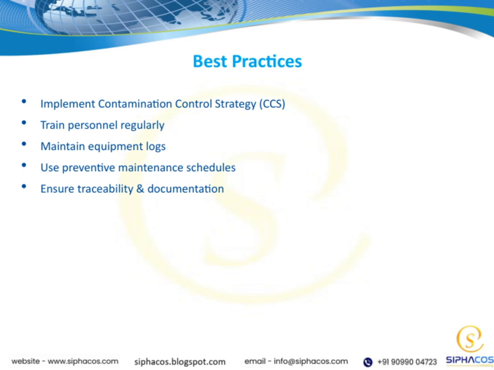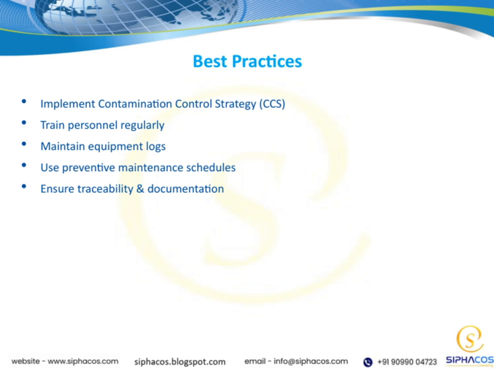Maintaining detailed equipment logs is another key point. Keeping accurate records helps us track equipment usage, cleaning, and maintenance history. This traceability is vital for identifying issues quickly and ensuring compliance with regulations. Speaking of maintenance, using preventive maintenance schedules is a proactive approach. Regular inspections and servicing prevent equipment failures that could lead to contamination, saving us time and resources in the long run.